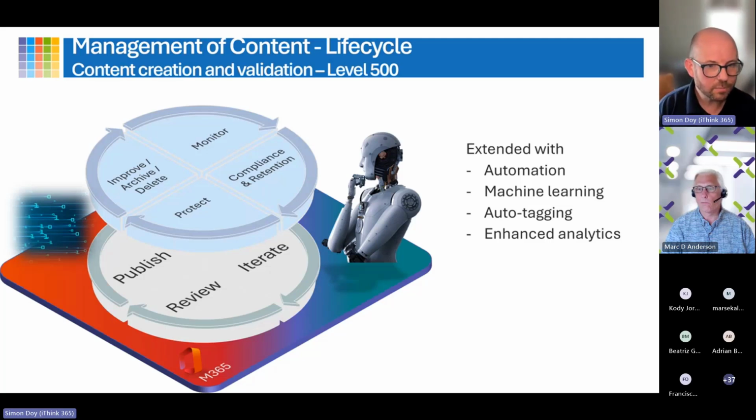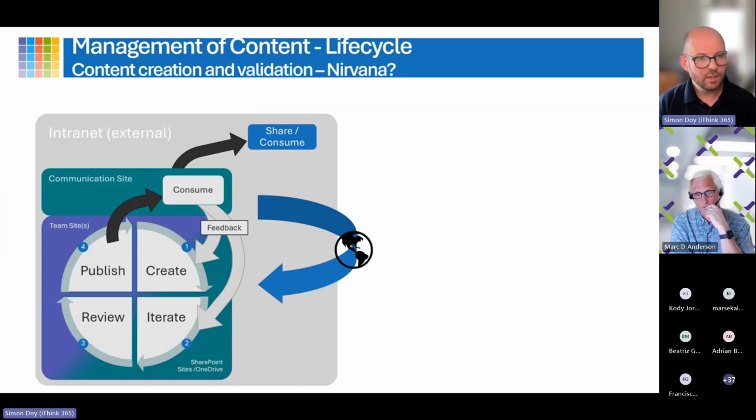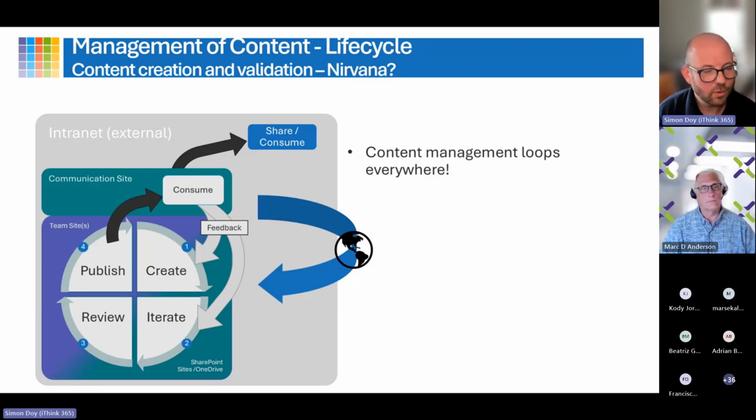But we can start extending the content setup. So we're using auto tagging, and starting to use AI to tag the metadata. We could start using machine learning to help classify the content. We can get enhanced analytics from those AI tools, and we might use more automation to manage all of those things. And the level 500 nirvana, coming back to that initial process, is thinking about how we take content which is maybe being created internally, make it available externally, and then feed that back into the organization. So we're getting content management loops from content that's being consumed outside the organization.